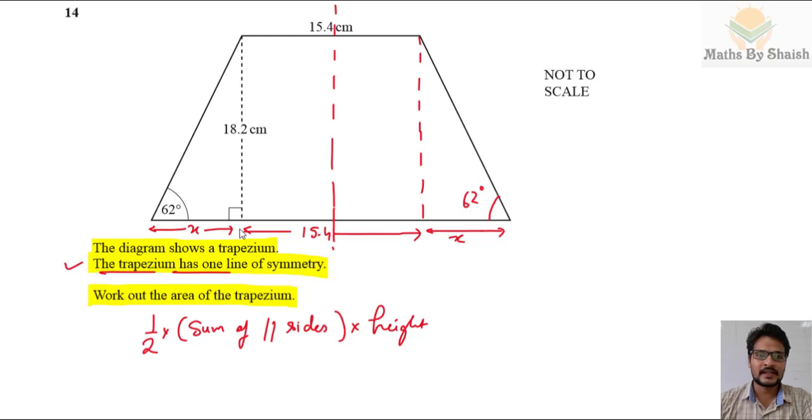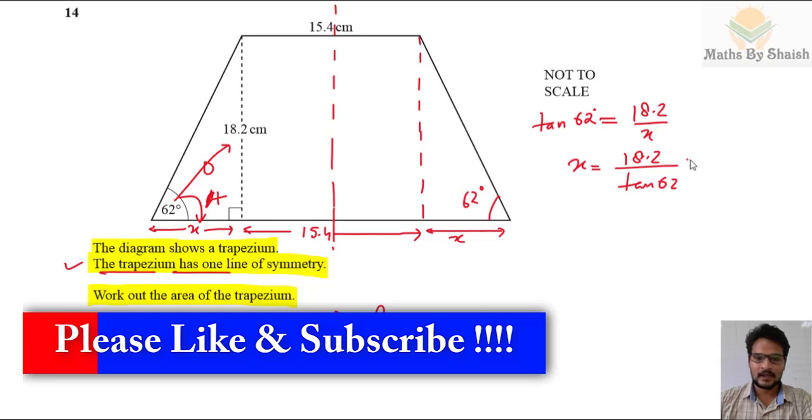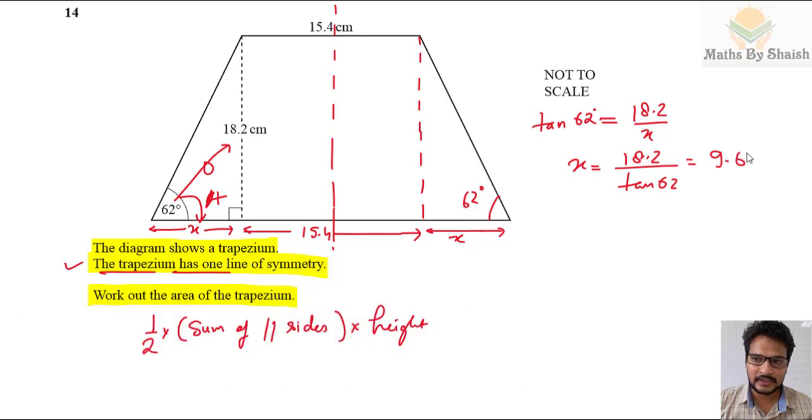So first of all, let's find this x. For x, we can see the 62 degrees corresponding to the opposite and adjacent sides. So by SOH CAH TOA, we can use tan 62 degrees equals 18.2 over this x, and cross multiplying, we get the x value as 18.2 over tan 62 degrees, and we can calculate this value. This is approximately 9.677 and so on.